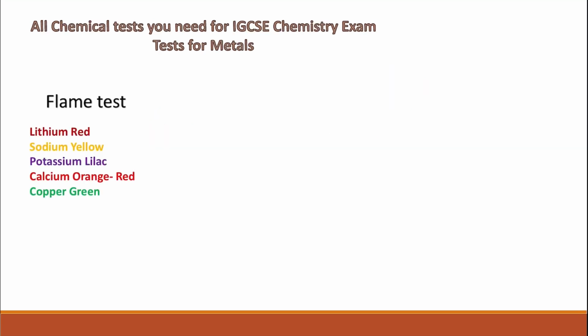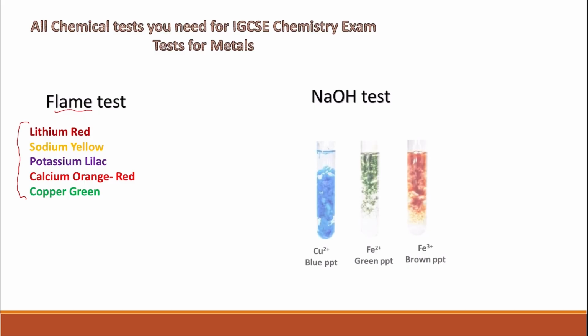Test for metals, the flame test. You need to memorize these and the different colors for the different metals. And then we have the sodium hydroxide test, which distinguishes between the copper 2 ion, which gives a blue precipitate, the iron 2 ion, Fe2+, which gives a green precipitate, and then the iron 3 ion, which gives a brown precipitate.